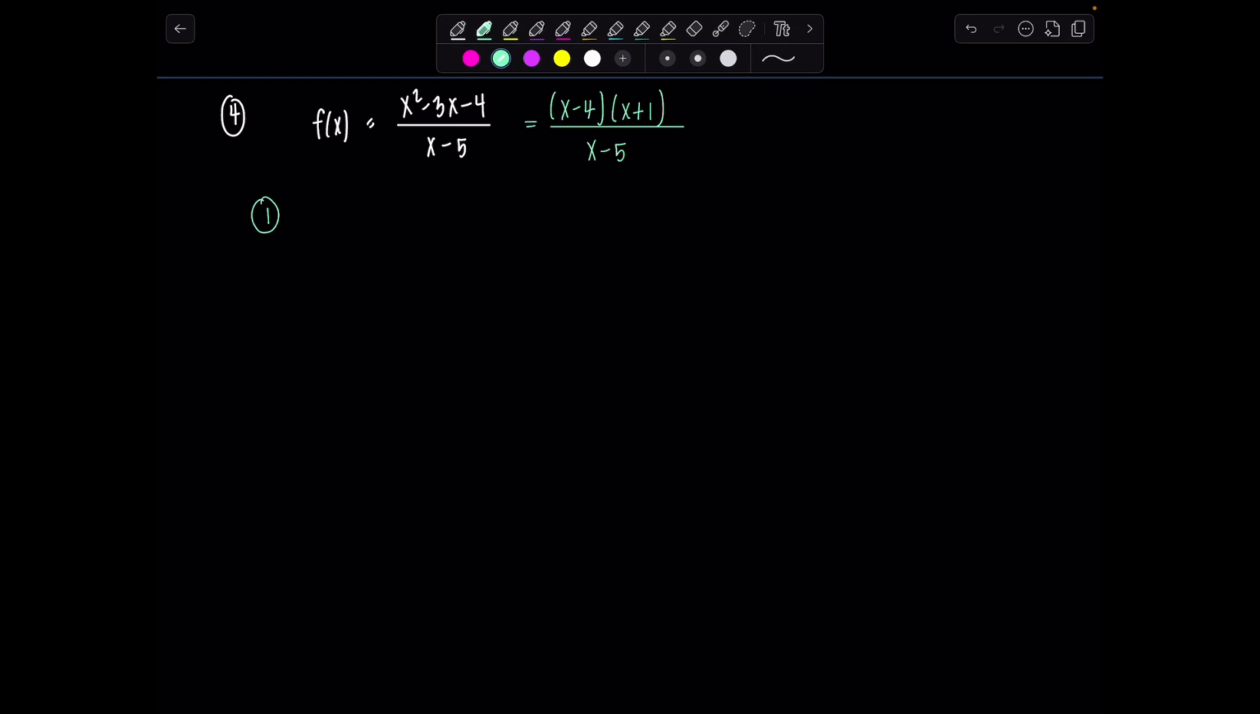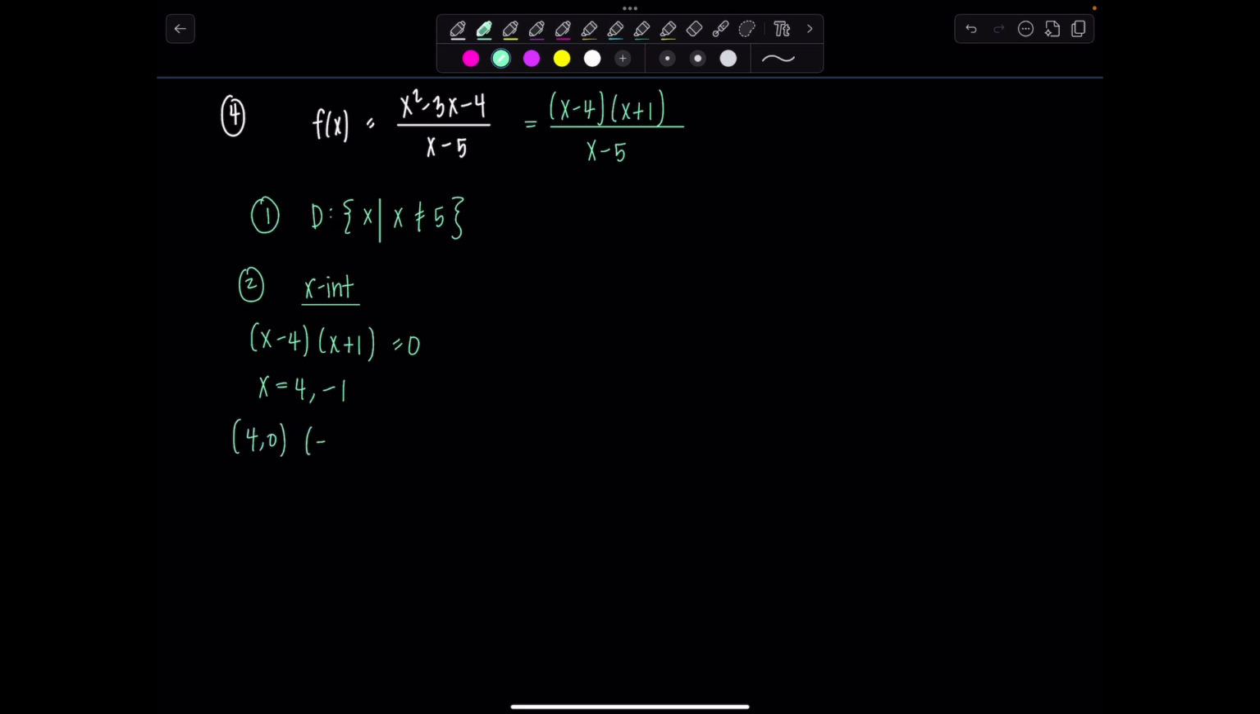Okay, so first let's write the domain. All x's such that x can't equal 5. Good. Nothing to cancel, right? All right, time for intercepts. So x-intercepts come from where the numerator is 0. So just set x minus 4 times x plus 1 equal to 0. We get x is 4 and -1. But these are intercepts, so write them as ordered pairs. 4, 0 and -1, 0. Then we need y-intercepts.